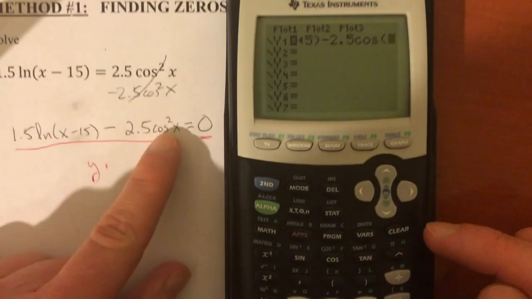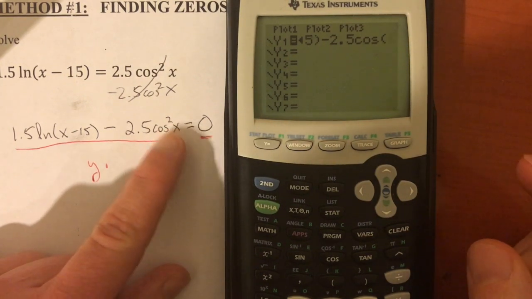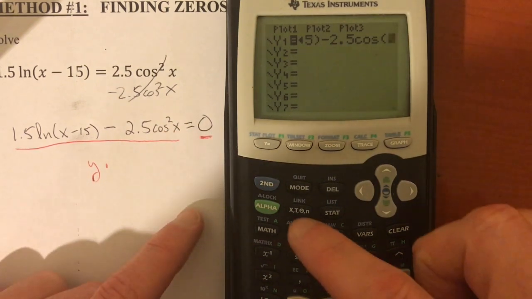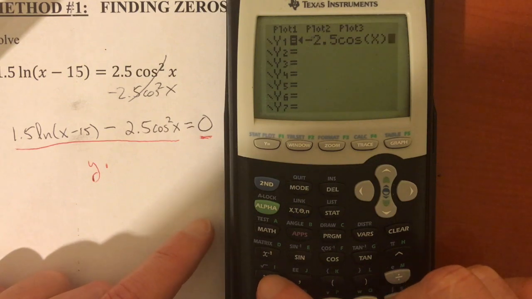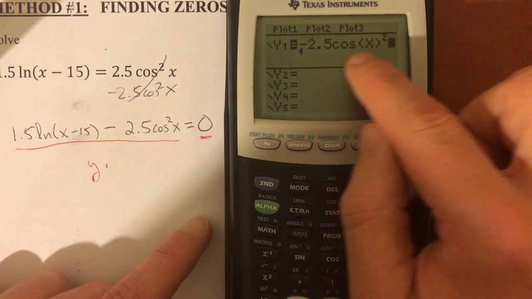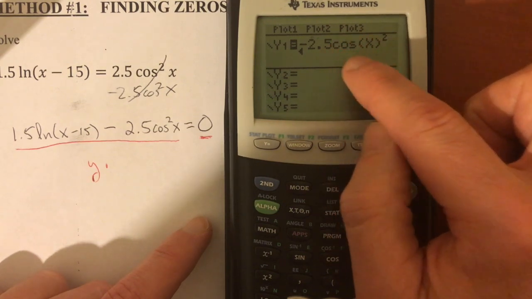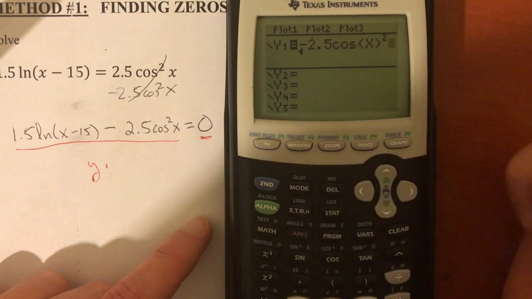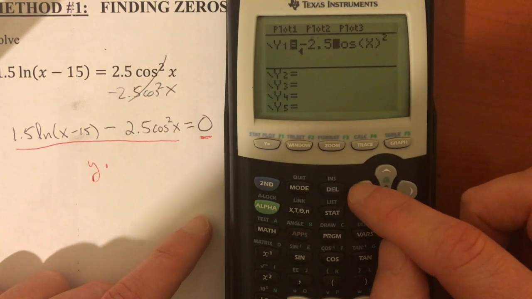Now here's the issue: cosine squared of x means you're squaring the cosine of x, not the x, not the argument, not the angle. So be sure to close that set of parentheses, and if you put the squared, or you can use the exponent button, either one, that tells the calculator, since it's outside the parentheses, that you're squaring the cosine of x. However, if you're a little nervous, you could always put an extra set of parentheses around cosine of x itself.